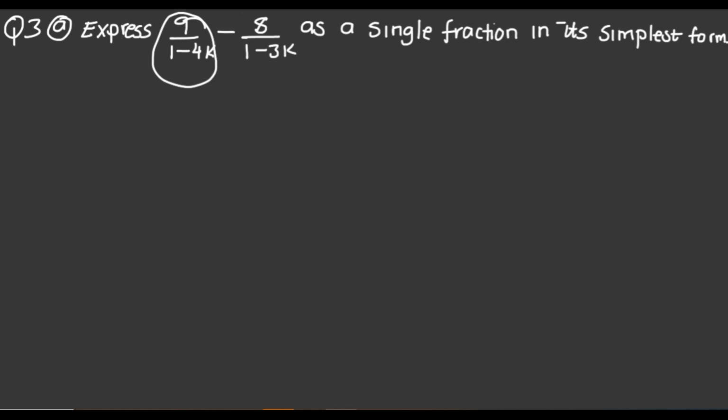So what is our first step here? The first step is to find the lowest common denominator for the two denominators that I've circled here. How can we find it? We are just going to put these into brackets, so we write them in bracket form.